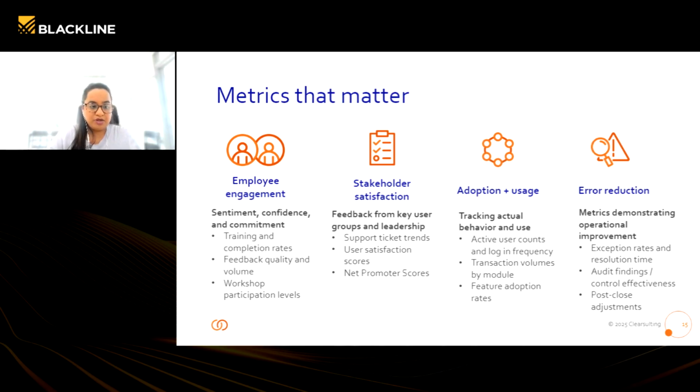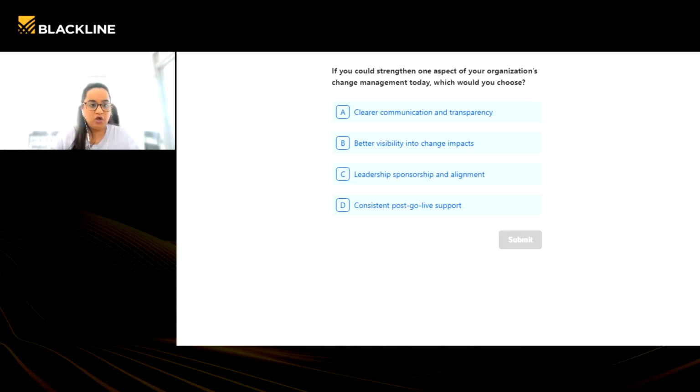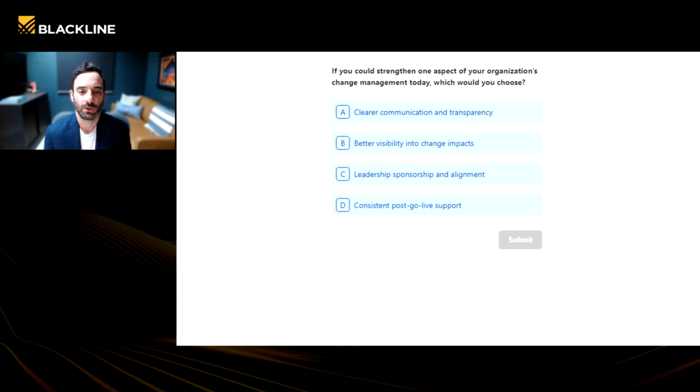So I think with that brings us to our third poll. That is correct. Poll number 3. If you could strengthen one aspect of your organization's change management today, which would you choose? A, clearer communication and transparency. B, better visibility into change impacts. C, leadership, sponsor, and alignment. Or D, consistent post-go live support. Again, as a reminder, this is poll question number 3. Answer 3 of the 4 CPE questions for credit.